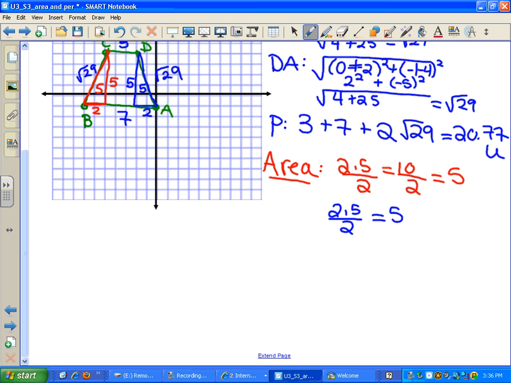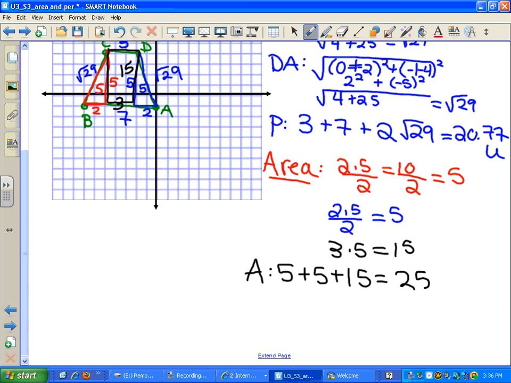So that's 5. Well, in the middle here, what I'm left with is this rectangle. And the length of the base of the rectangle is 3, and the height is 5. So 3 times 5 is going to give me 15. So if I want to find the total area, I'm going to add up the two triangles and the rectangle. So 5 plus 5 plus 15 is going to give me 25, and since it's area, units squared. So there you have it.